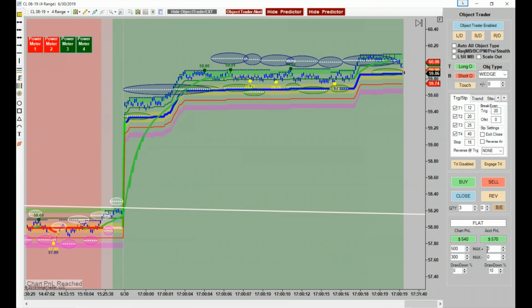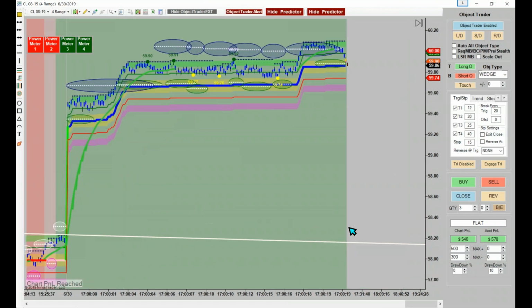All right. So anyway, that's how you would do that. This part of the tools is kind of nice to use, because you do have a chart P&L. You've got an actual account P&L. See how that says chart P&L down here? So when that got to $500, it automatically fired a market order with your broker and got you out of the trade. That's the way that worked. Okay, pretty cool, huh?